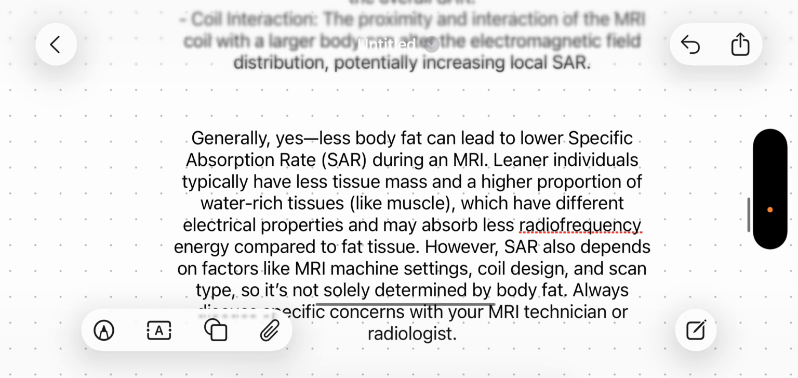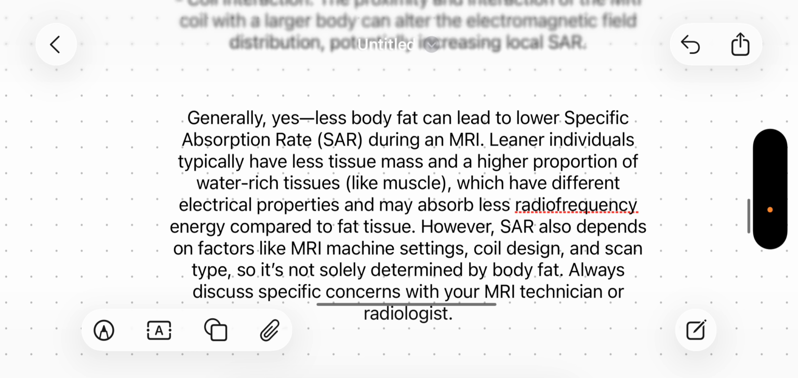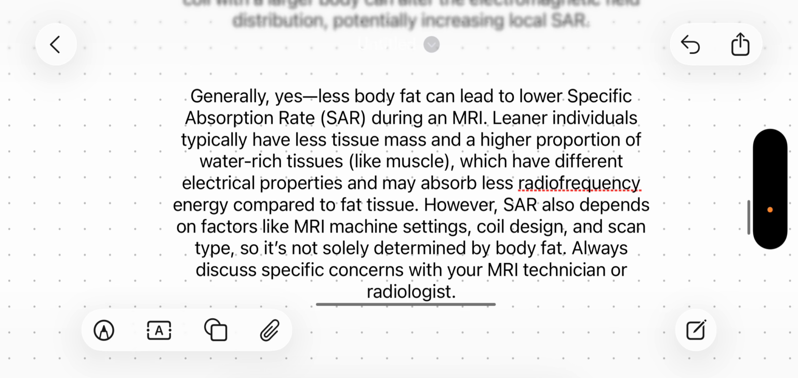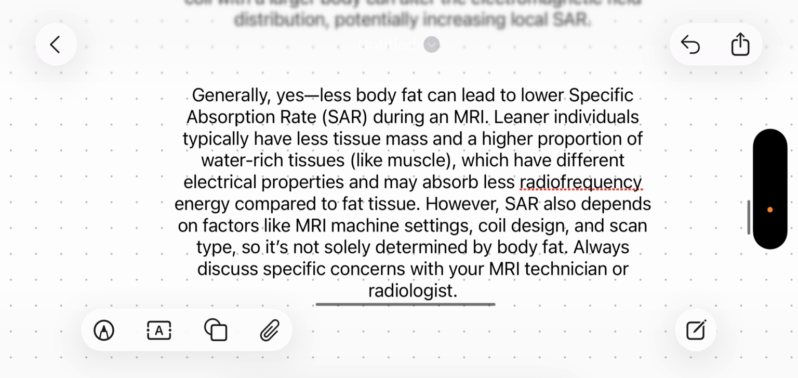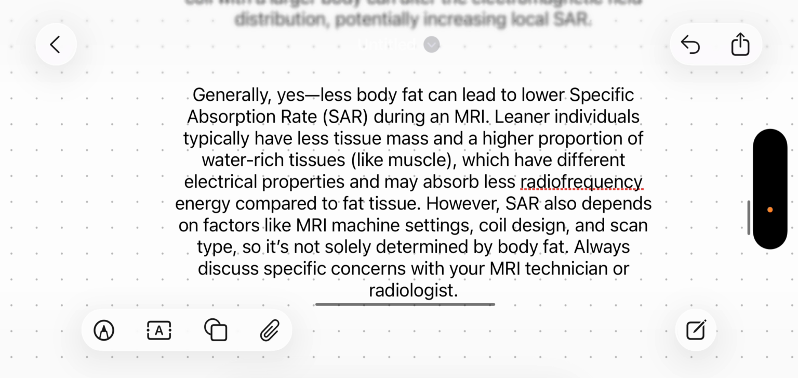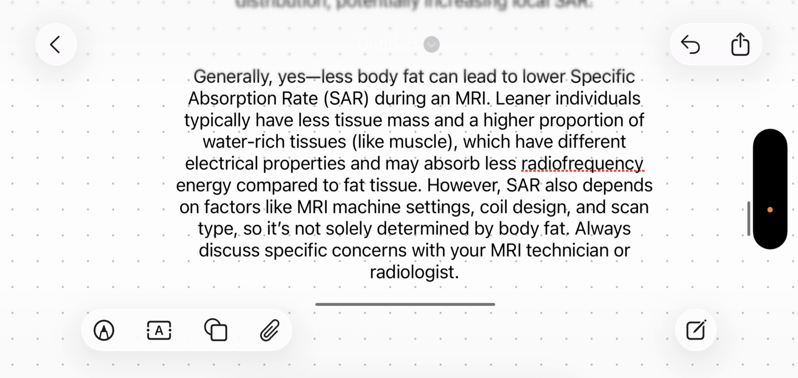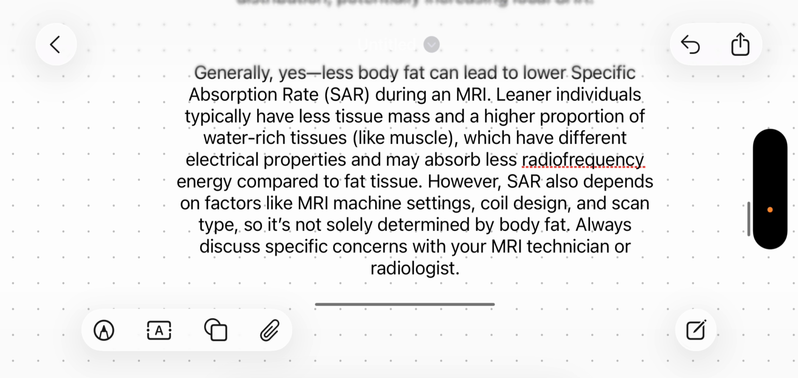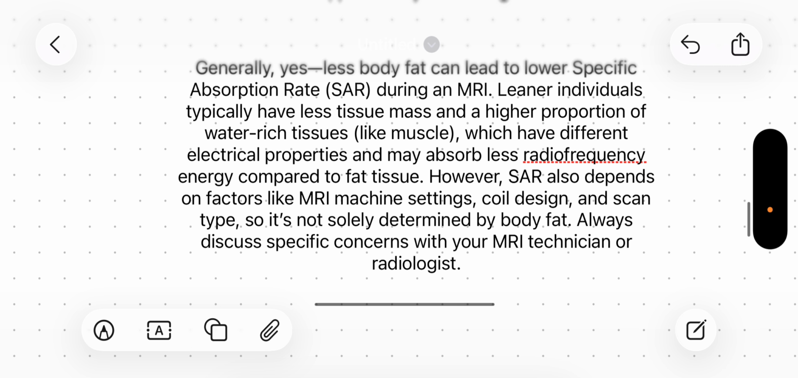So generally, yes, less body fat can lead to a lower specific absorption rate during an MRI. Leaner individuals typically have less tissue mass and a higher proportion of water-rich tissues like muscle, which have different electrical properties and may absorb less radio frequency energy compared to fat tissue.